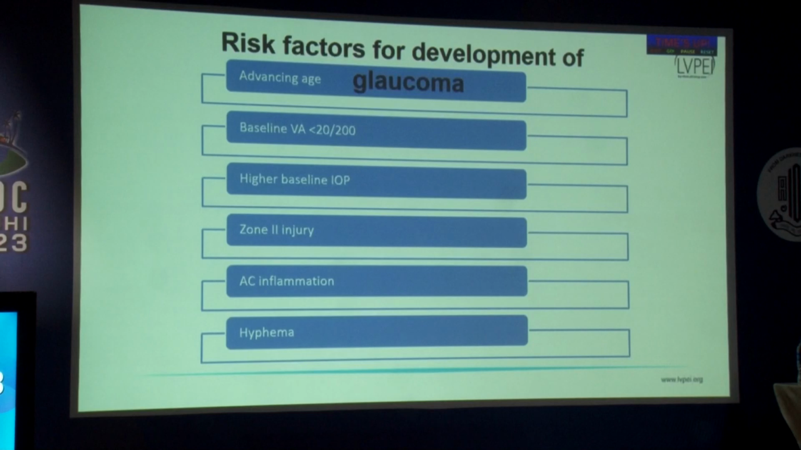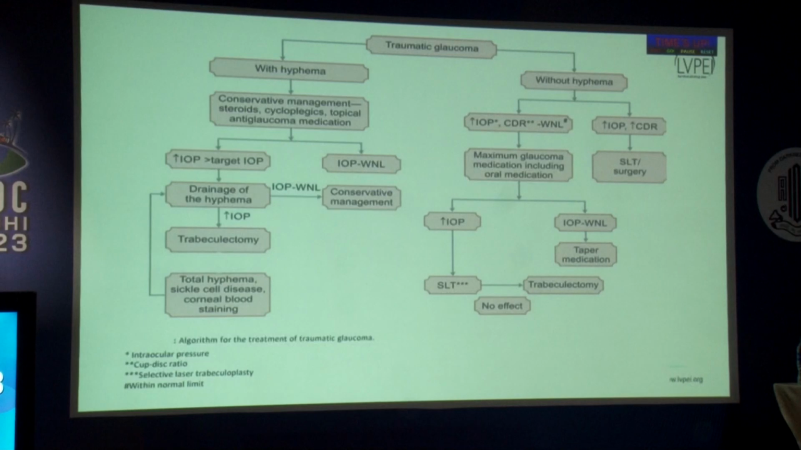So I'll just go to the last 2-3 slides. The risk factors for development of glaucoma after trauma are advancing age, lower baseline visual acuity, higher baseline IOP, any zone 2 injuries, AC inflammation, hyphema, increased pigmentation, angle recession more than 180 degrees, lens injury, vitreous hemorrhage, or any intraocular foreign body. So this flow chart is very important.